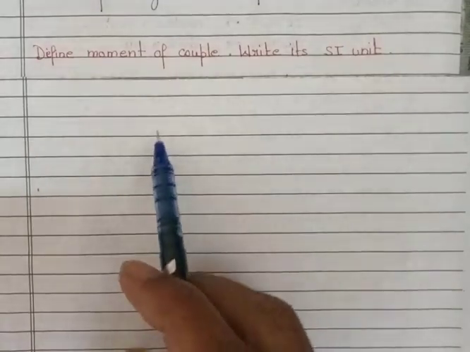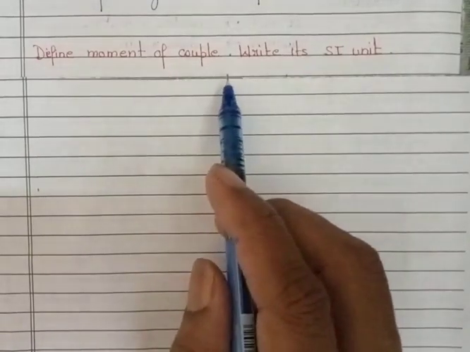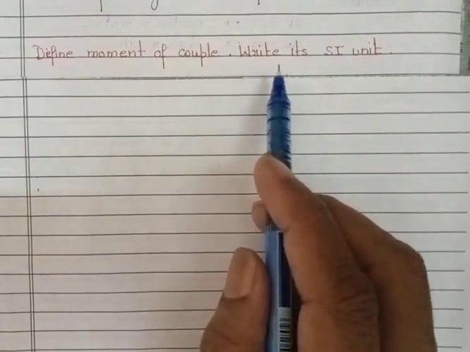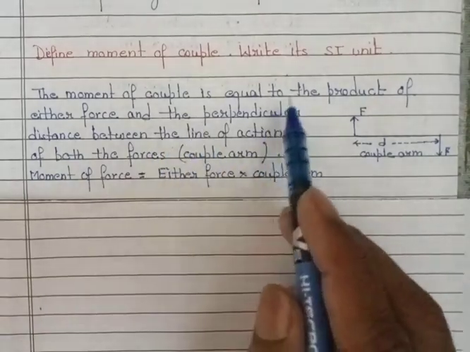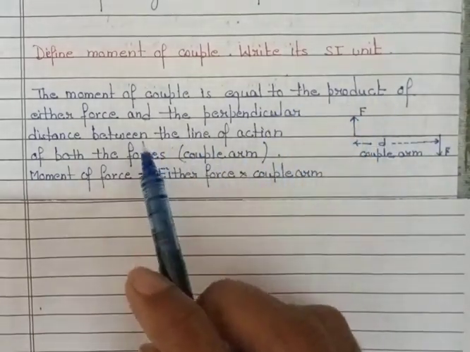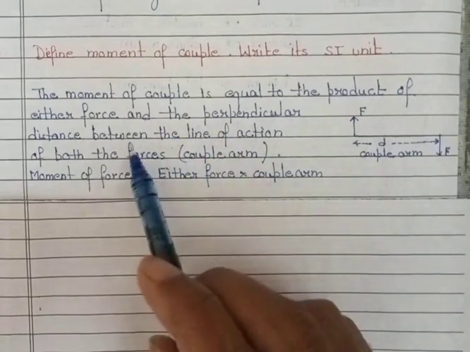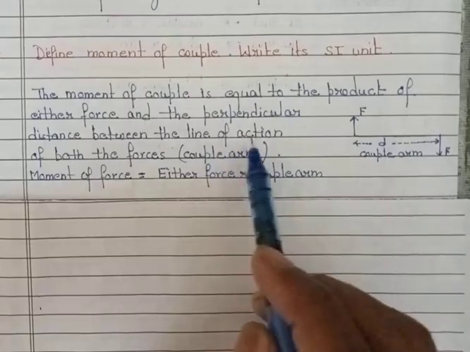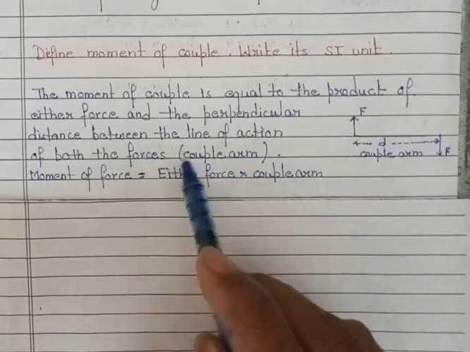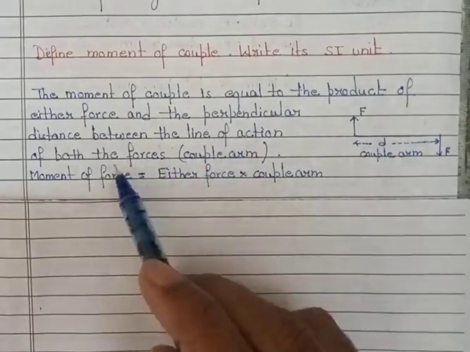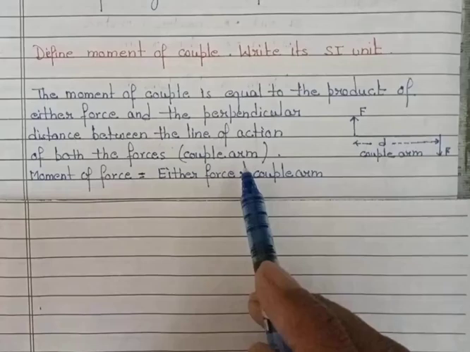Okay, in the next question we have to define moment of couple and then write its SI unit. The moment of couple is equal to the product of either forces and the perpendicular distance between the line of action of both the forces. And that distance between the line of action of both the forces, that is called couple arm.